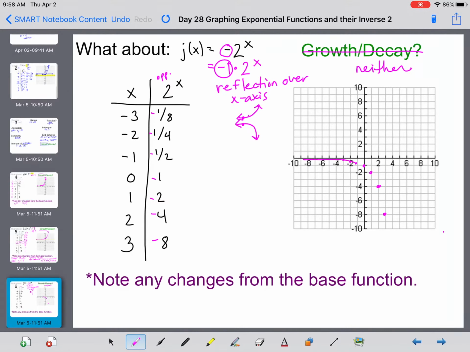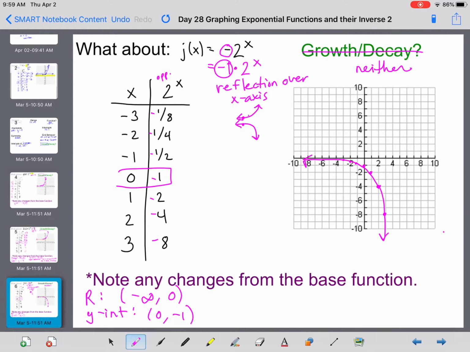And then hopefully you would believe me that this is what the graph would look like if you reflected it over the x-axis. As far as changes from our base function, there's a few. Our range has changed. We now go from negative infinity to 0 because we have that reflection. We're working with the opposite y values. Our y-intercept has also changed. We're now looking at a y-intercept at -1. Again, I can see that from my graph, or I can find that in my table there.